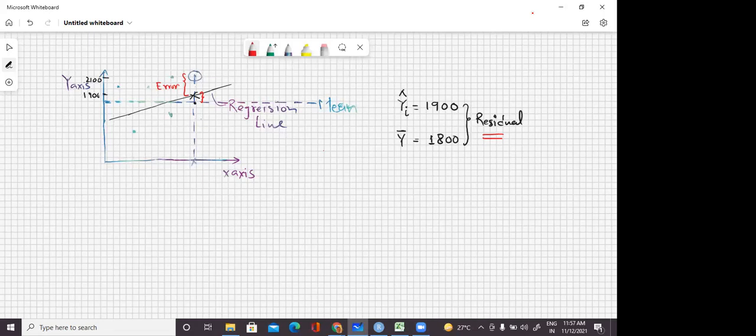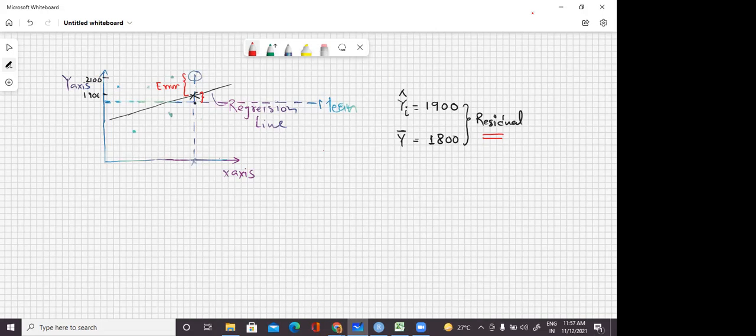This is the residual, and this is the explained part. The other part is unexplained. The regression line we define is not able to explain this error difference. But it is able to explain this much distance, this much difference from the mean to the value predicted by the regression line.